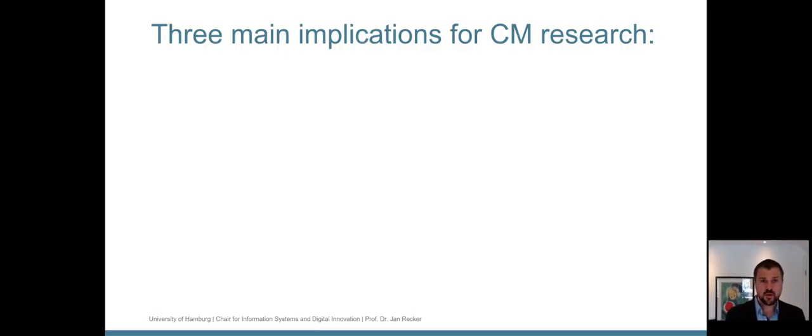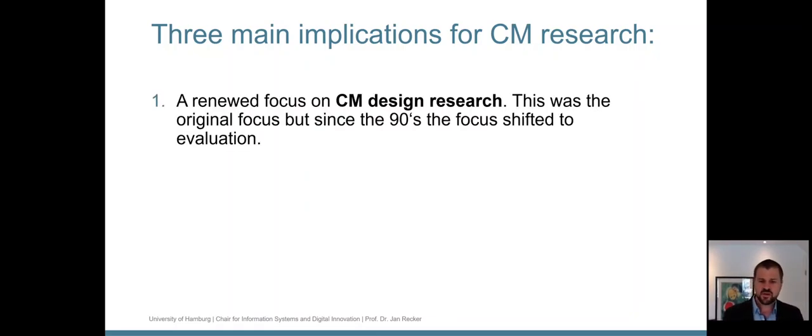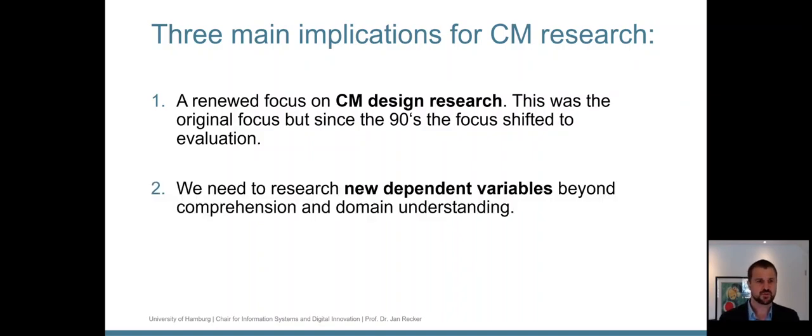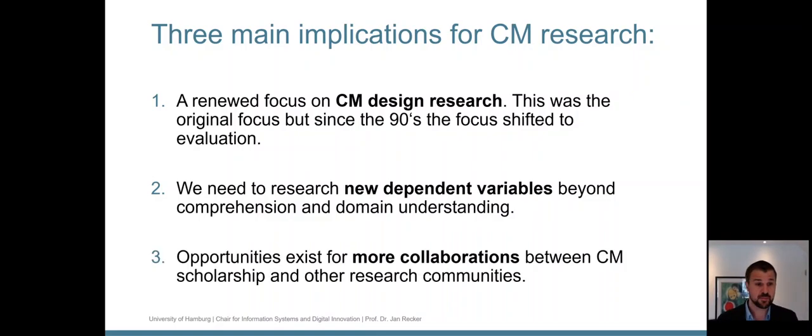Yeah. So I'm coming to the end here, and the main point I want to do here is to show you some main implications. So number one, we need to go back and think about designing more about conceptual modeling. We've had that focus in the early days, but we sort of shifted away from that to evaluating grammars. Well, I think we need to design more in new grammars and new scripts. We need to research new dependent variables beyond comprehension and understanding. I think I made that point a couple of times.